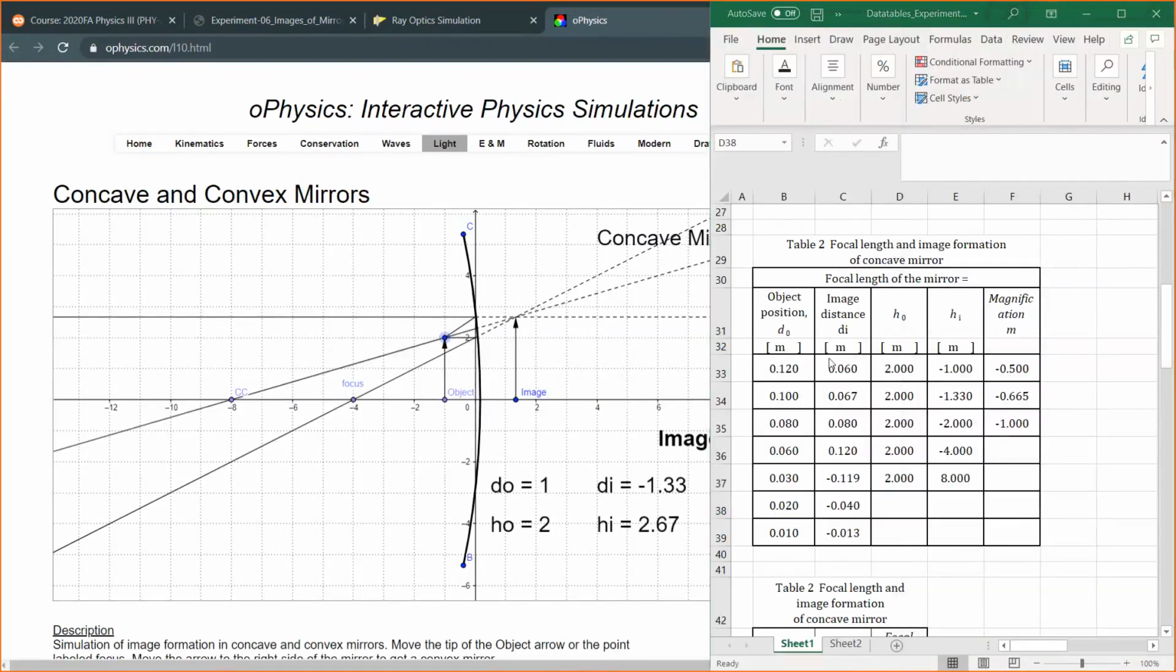Okay, let's continue now. Our next point, whenever the object is at point 1 location, then the image is about like 1.33 location. Okay, all of them I divide by 100 to get it into the right units.